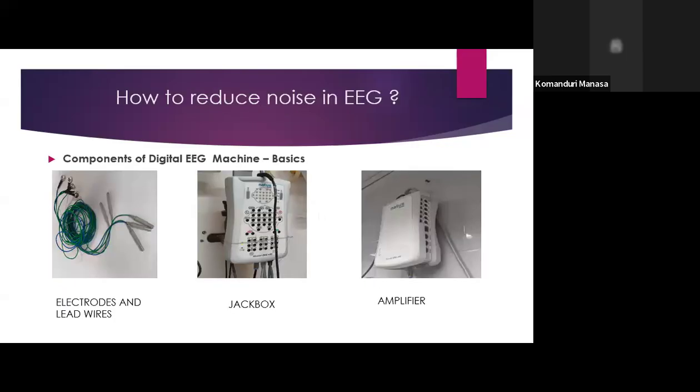So how will we achieve an ideal EEG? First, we will go through a few technical aspects of the EEG to understand the artifacts in particular. So what are the different components in an EEG machine? We know already the electrodes, which are connected over the patient's scalp, and there are lead wires which we connect into a jack box. This jack box will have various amplifiers. There will be differential amplifiers and there will be an amplifier. So this forms a circuit.